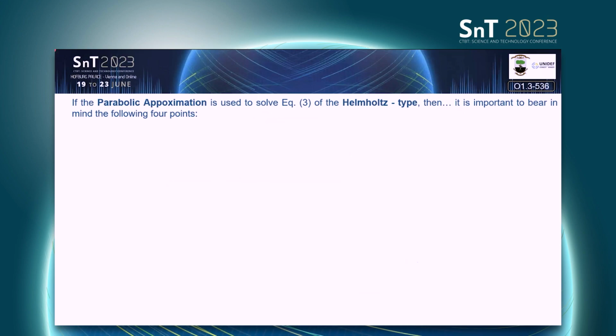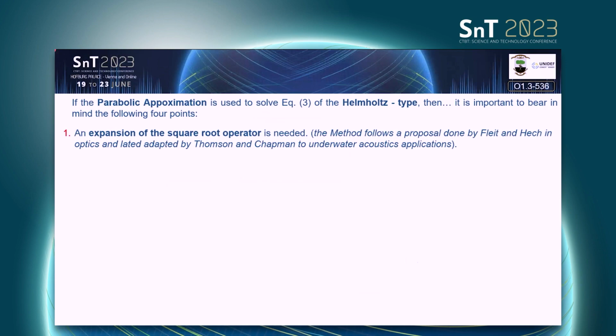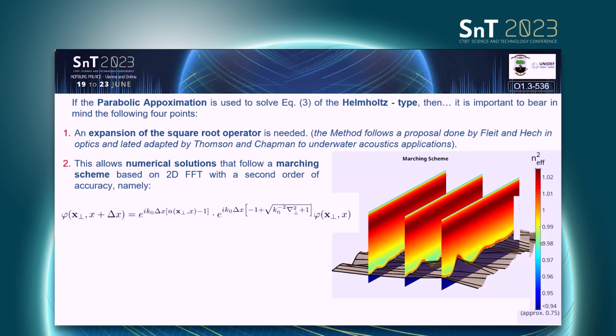If the parabolic approximation is used to solve the Helmholtz-type equation, then it is important to bear in mind the following 4 points. First, this is a theoretical thing, we need an expansion of the square root operator. The method follows a specific proposal that allows numerical solutions that follow a marching scheme based on a two-dimensional FFT. And here we can see how the marching scheme works.